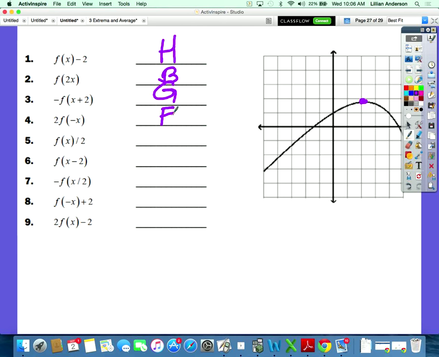F of x divided by 2. Don't let that throw you off. That's the same thing as saying 1/2 f of x. That's all that's saying. You can pull that fraction out front and then the function.